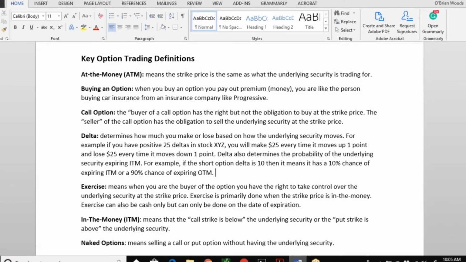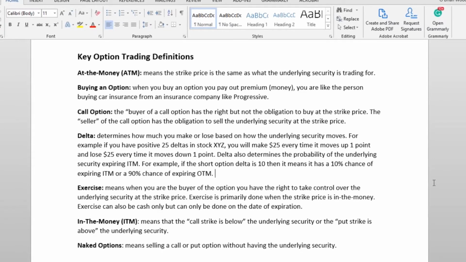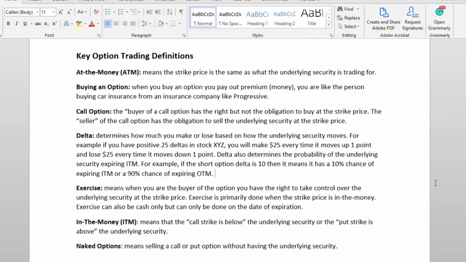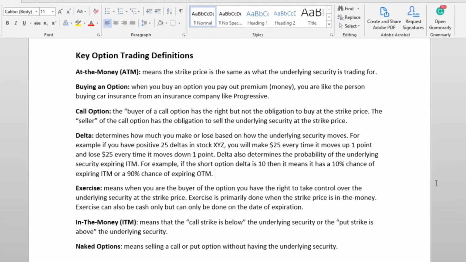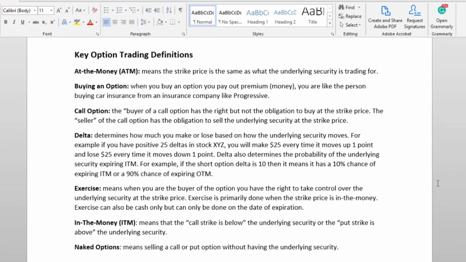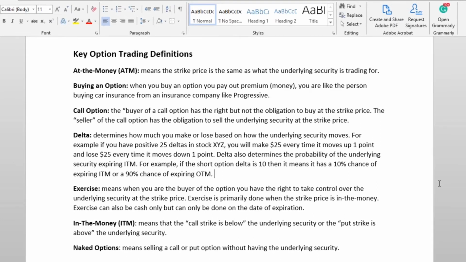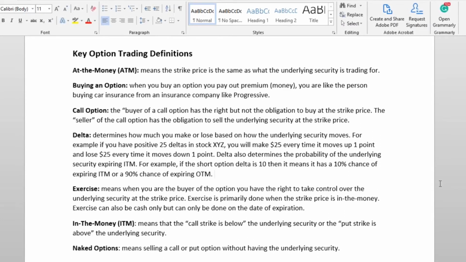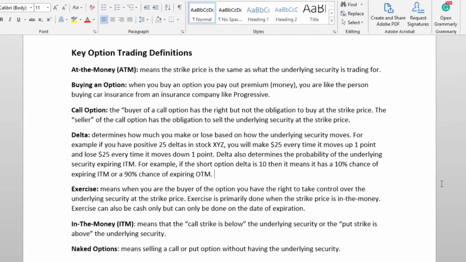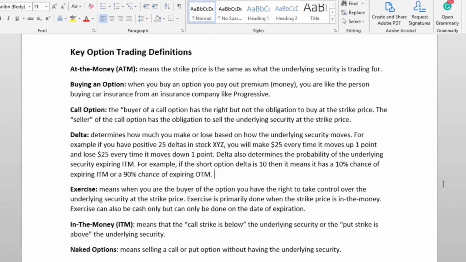All right, so let's move back on over. In a call option, the buyer of a call option has the right but not the obligation to buy at the strike price. The seller of the call option has the obligation to sell the underlying security at the strike price. So we talked about that. If you're the buyer, you have the right to buy the underlying at the strike price, and if you're the seller, you have the obligation to sell the shares at that strike price. We prefer to be the seller, once again, because if you're selling something out of the money, the probabilities are on your side.